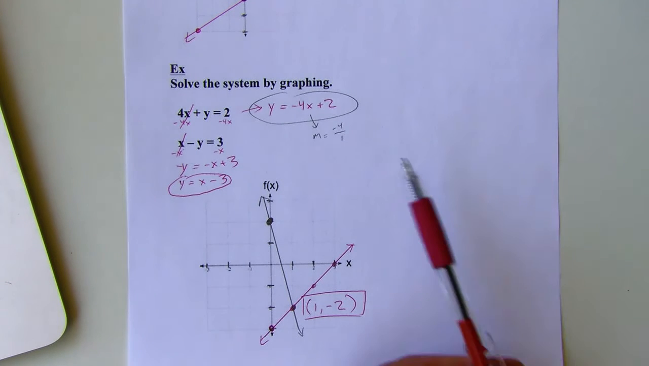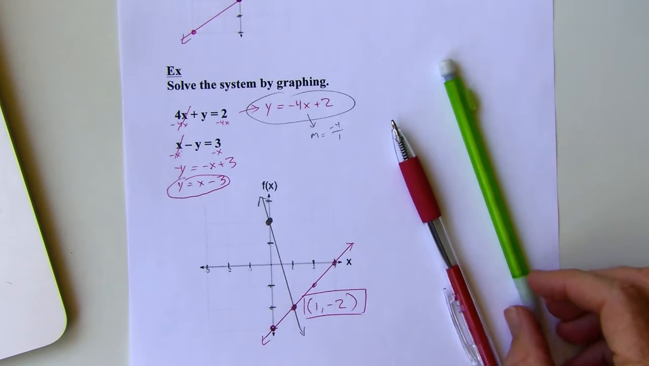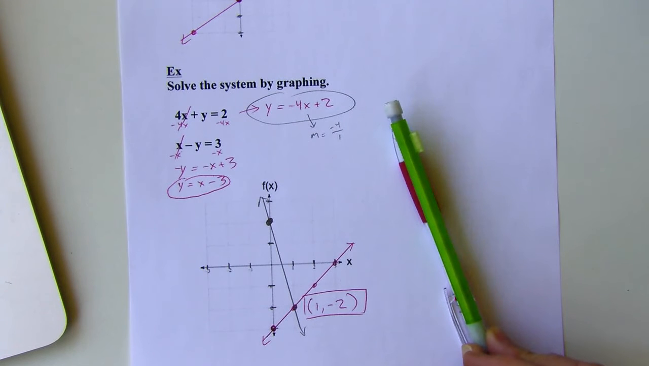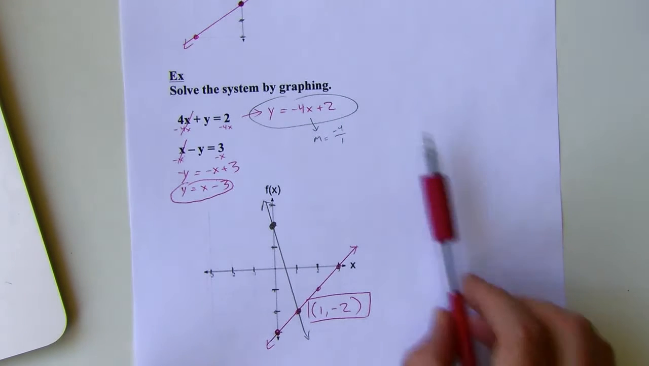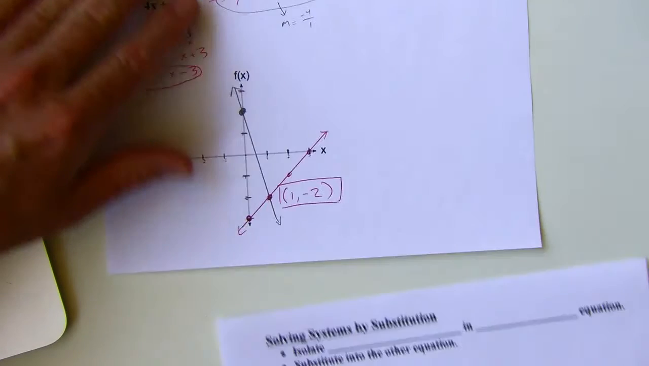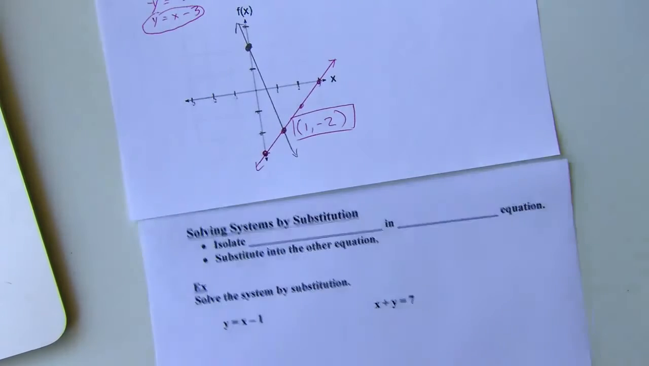sometimes you might get no solution. That's when the two lines are parallel. And you might get infinite solutions if the two equations give you the exact same line and all of their points are shared. Okay. All right, so let's move on to the next page and solve a system by substitution.